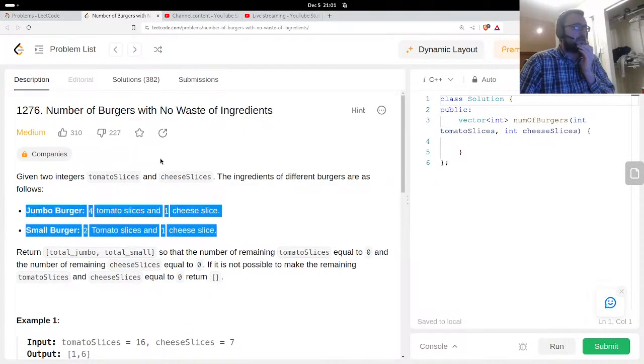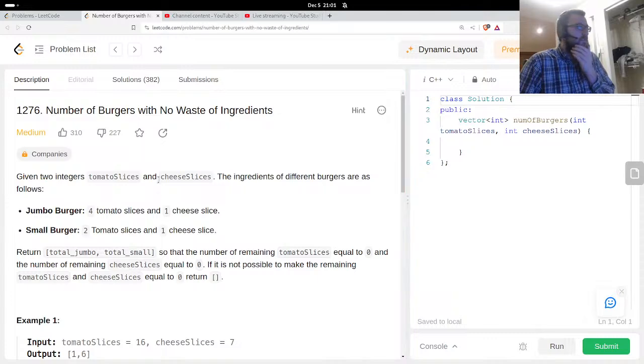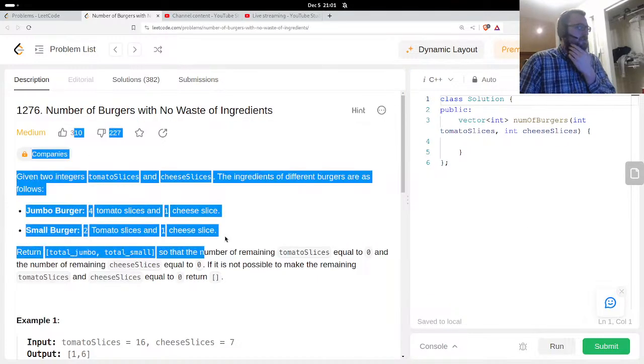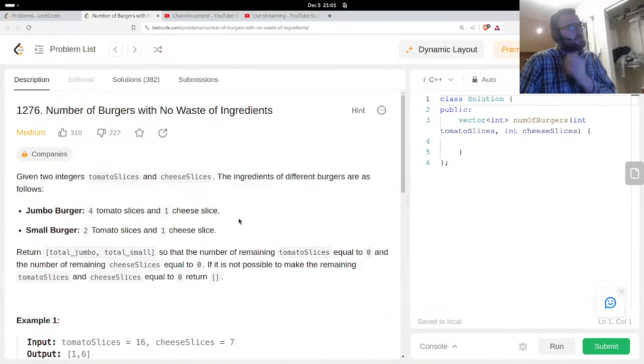Number of burgers with no waste of ingredients. Okay, so this is given two integers, tomato slices and cheese slices. The ingredients of different burgers are as follows: jumbo burger, 4 tomato slices and 1 cheese slice. Small burger, 2 tomato slices and 1 cheese slice.